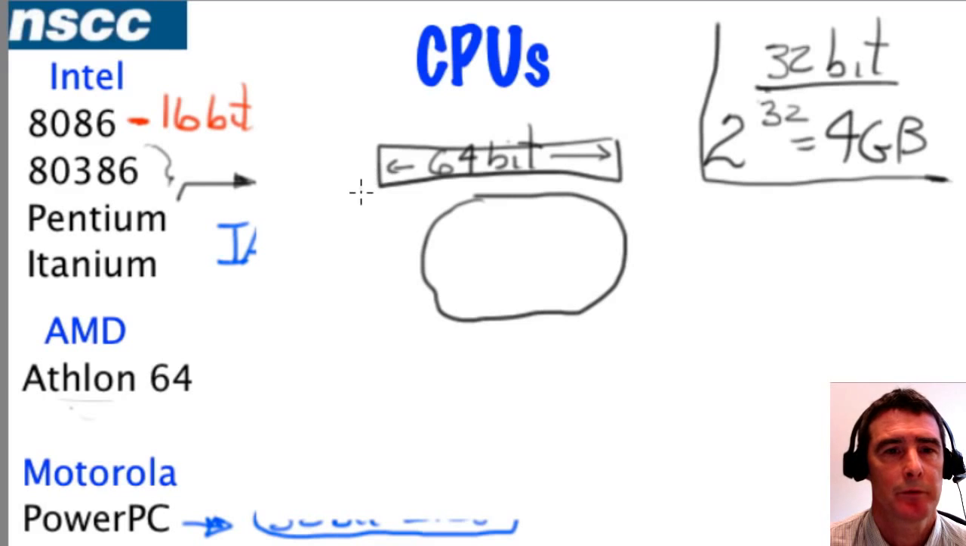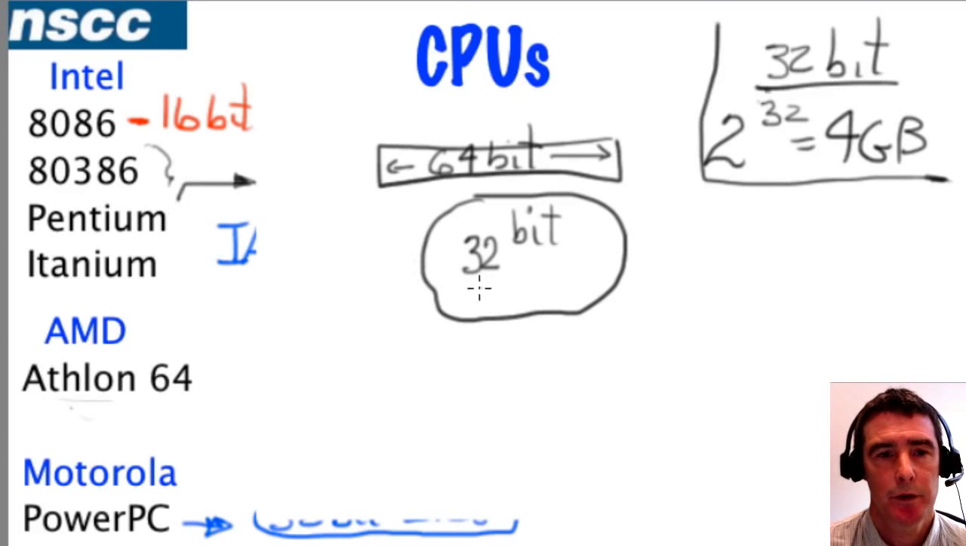AMD saw this, and so what they did was they supported the 32-bit instruction set, because AMD CPUs were really functional clones of Intel. Their selling feature was that you could use an AMD CPU and you could still use all the same software that you were running on your Intel boxes. So they supported the 32-bit instruction set, but they enhanced it.